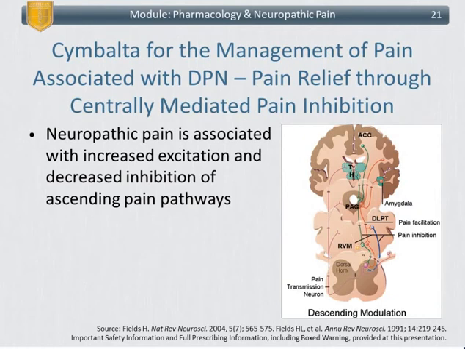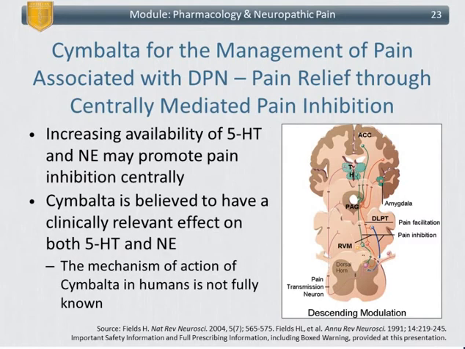So Cymbalta, this comes from a study looking at it with diabetic peripheral neuropathy. Like we think other antidepressants, it works via centrally mediated inhibition by increasing the activities of the descending inhibitory pathways, which are releasing serotonin and norepi. Again, key point, serotonin and norepi are inhibitory of pain in the spinal cord. This is all basically saying this.